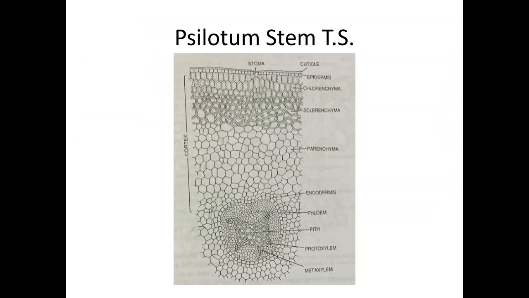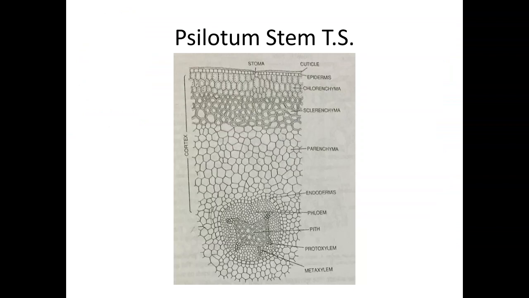Now it is differentiated into epidermis, cortex, and central cylinder. Epidermis, one cell thick. It is not continuous, it is interrupted due to the presence of stomata. Epidermis is followed by a many cell thick region known as the cortex. Now cortex is differentiated into three regions: outer cortex, middle cortex and inner cortex. The outer cortex is made up of chlorenchyma cells. It does the function of photosynthesis.